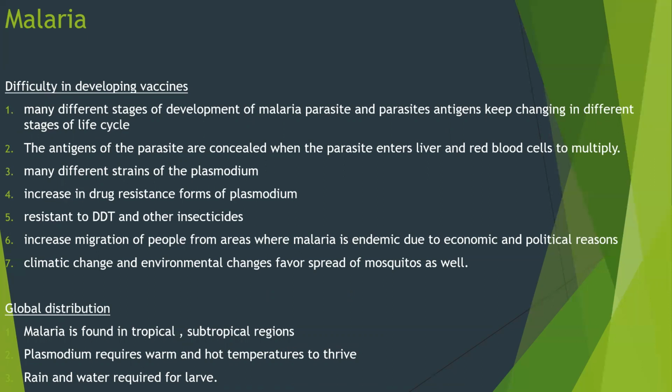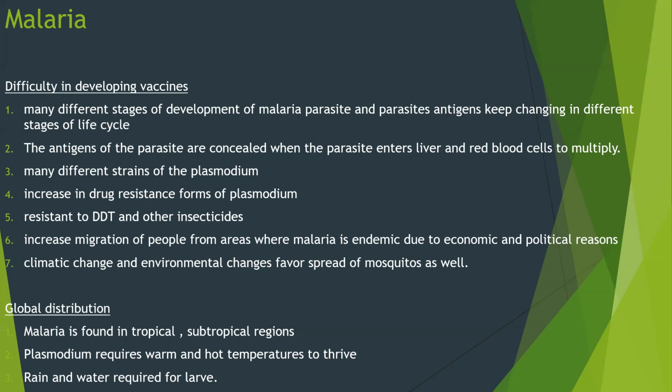The first issue is that there are multiple stages of development of the parasite. The antigens keep changing in each stage of the parasite's life cycle. There's one in the mosquito, there's one in the human. The antigens on the parasite are concealed. What happens is that the parasite will enter liver and red blood cells to multiply. So obviously white blood cells can't come and bind to these protein receptors to get activated and stimulate an immune response.